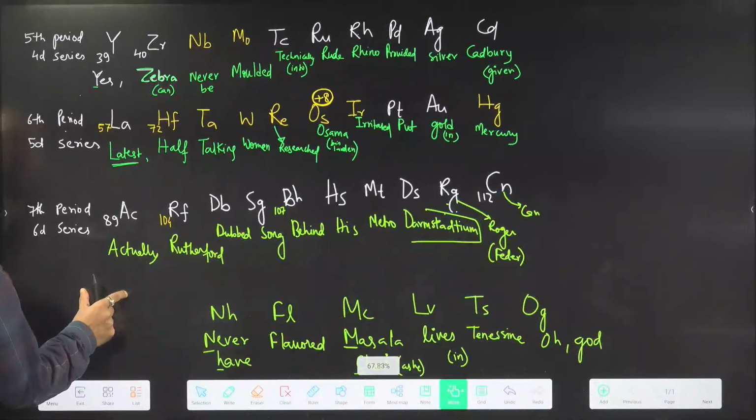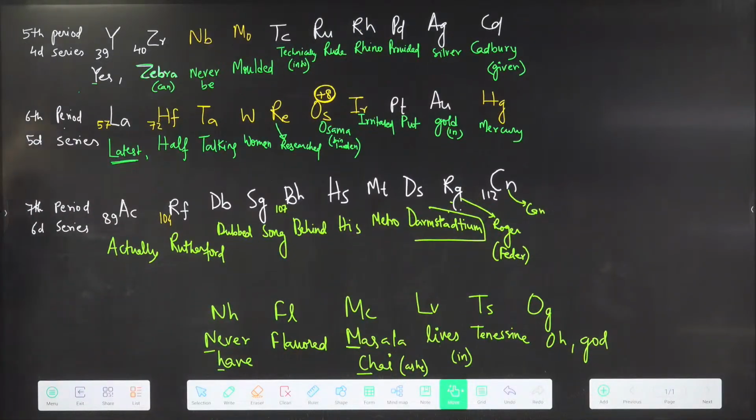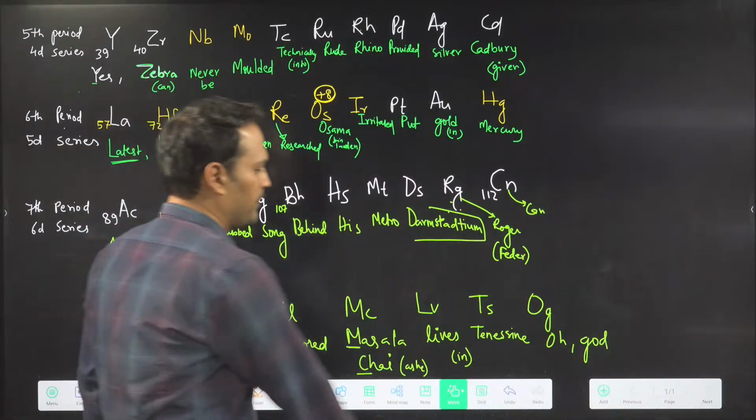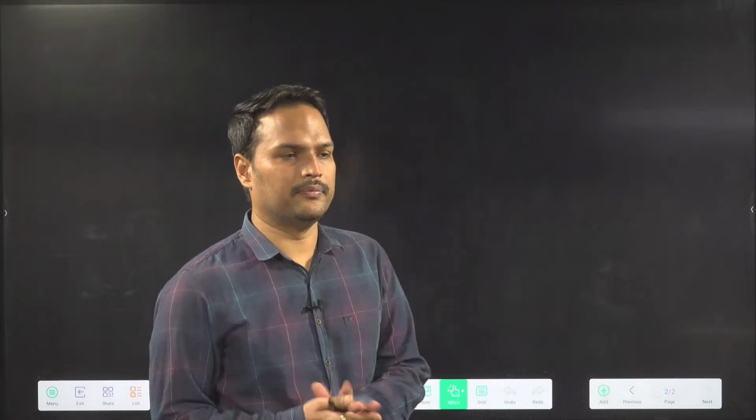3D series we have already written. We are writing from 4D. Okay, fine. Now come to the next part. Okay, na? So what is the next part? We were discussing the modern periodic table. We have discussed that thing.